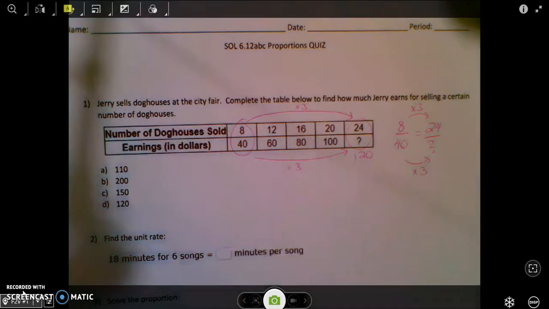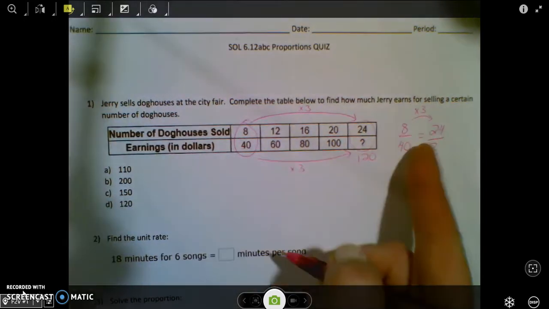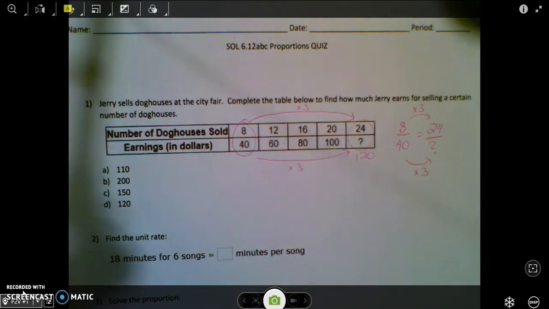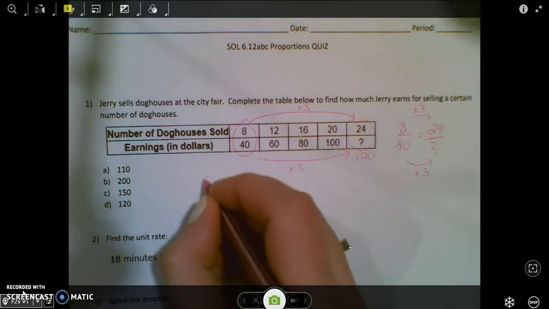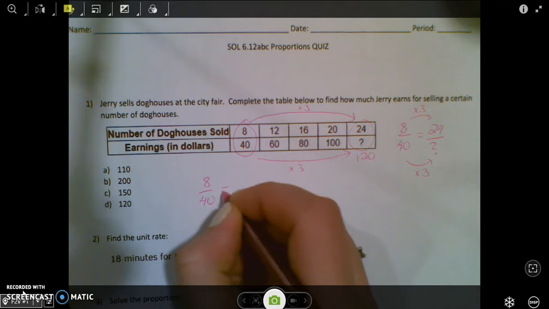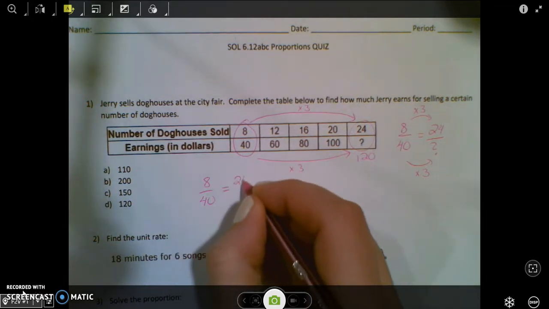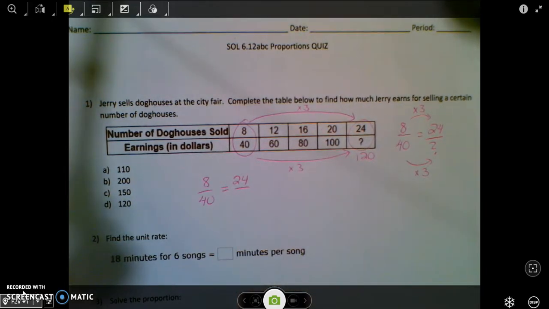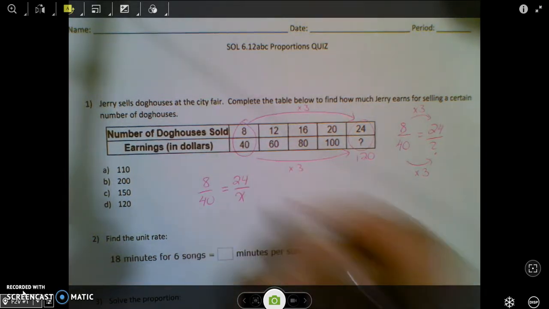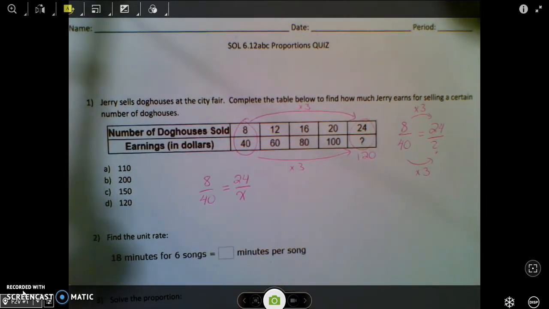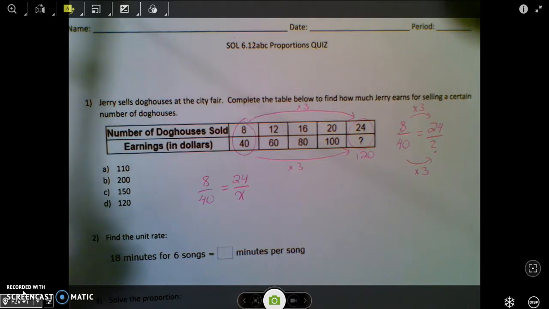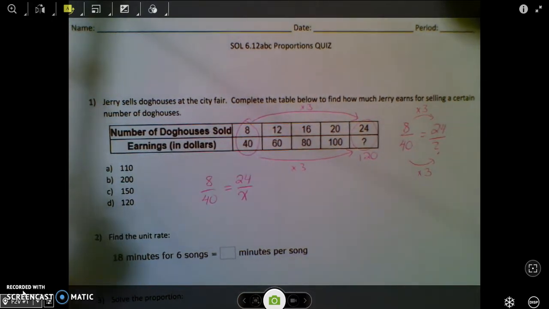Now, if that was difficult for you to spot, to recognize that constant of proportionality, the 8 times 3 gives you the 24, you can always set this up as a proportion. So you would set it up just like I did right here, but I'm going to create a variable instead of that question mark. So I'm going to do 8 over 40, and we're going to say it's equal to 24 over, and then you can pick any variable. A lot of times you see X as a variable, so I'm going to go along with that. You could do D for dollars, E for earnings, pick your favorite letter of the alphabet, doesn't matter.